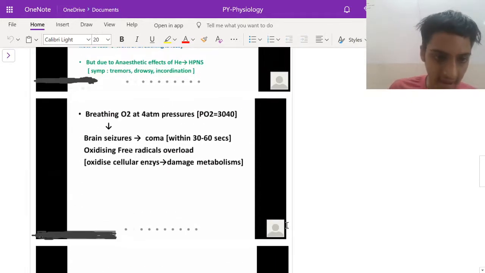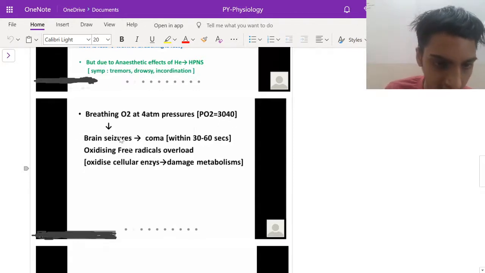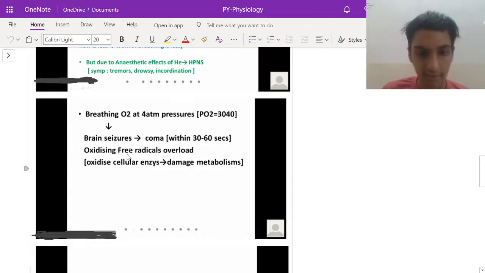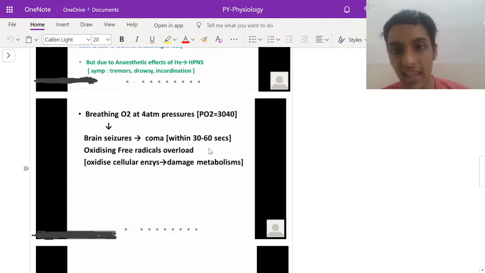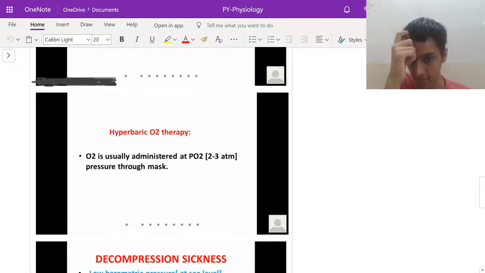Now, another mechanism. We have the oxygen breathing at 4 atmosphere pressure. That is some 3 to 4 atmospheres. It leads to brain seizures or coma. Coma within 30 to 60 seconds and free radicals will be involved where the metabolisms will be impaired. Now coming to hyperbaric oxygen therapy, oxygen is administered at PO2 of 2 to 3 atmospheres through the mask.